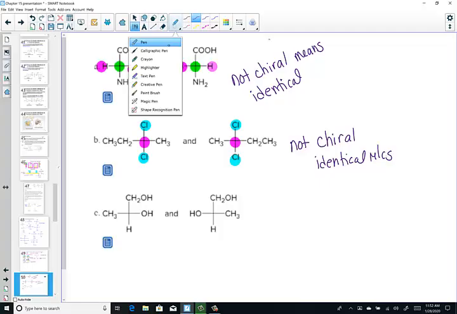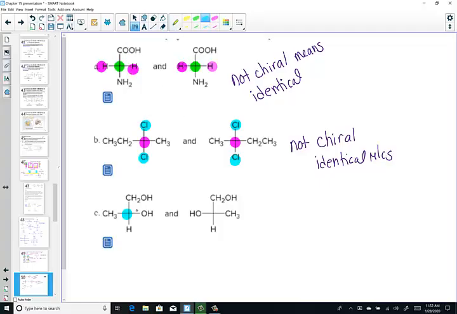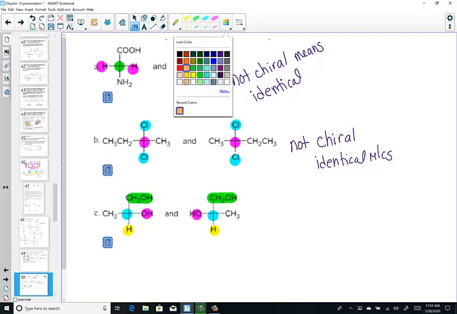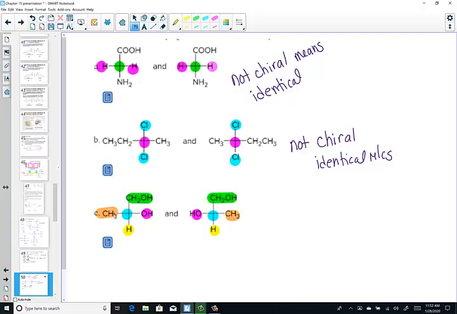Let's see what letter C brings us. Bring your eyes to the center and determine if it is indeed a chiral center. We have hydrogens that are different from hydroxyls, that are different from CH2OH, and finally we have a new group here of a methyl. So those are indeed 4 unique attachments. So this is a chiral center.